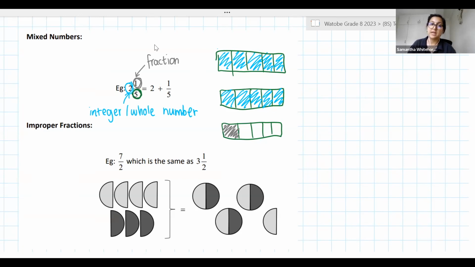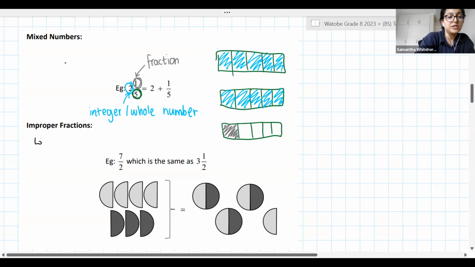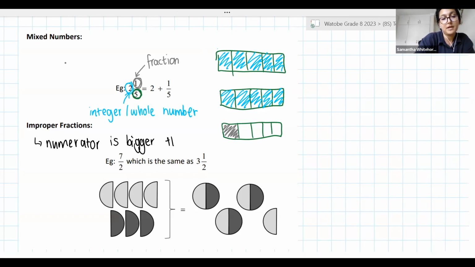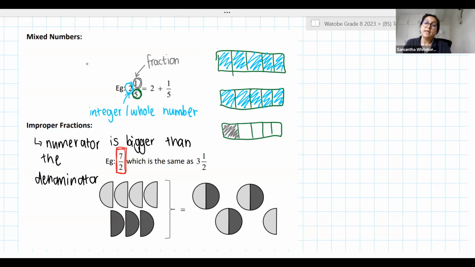Righty, improper fractions then. Improper fractions and mixed numbers sort of work hand in hand. Improper fractions is when your numerator is bigger than your denominator. So your top number is bigger than the bottom number. So what you can see in the example is exactly that. You can see that we've got a numerator of 7, a denominator of 2. My numerator is bigger than my denominator. Hence, it is an improper fraction.